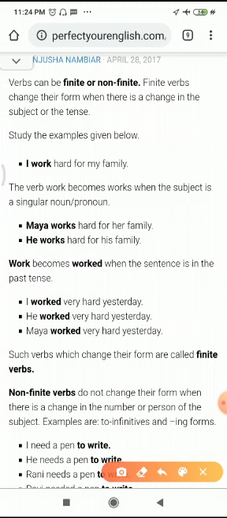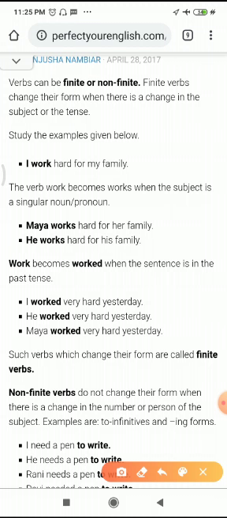Now, work becomes worked also, when the sentence is in the past tense. For example, I worked very hard yesterday. He worked very hard. Maya worked very hard. Now see here, it was work, then it became works and worked. These are three changes in the form of the verb, according to the subject.